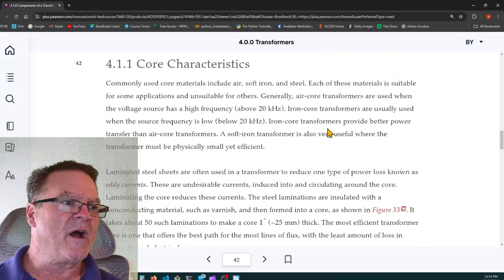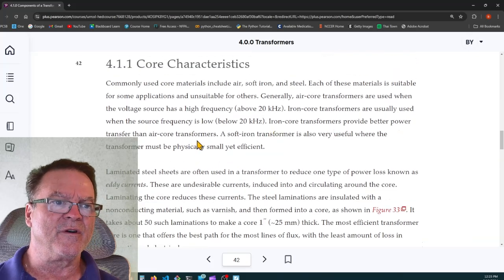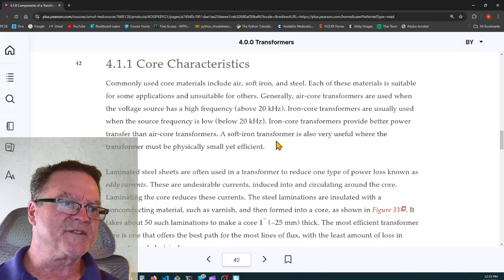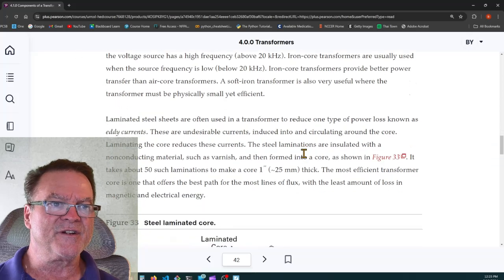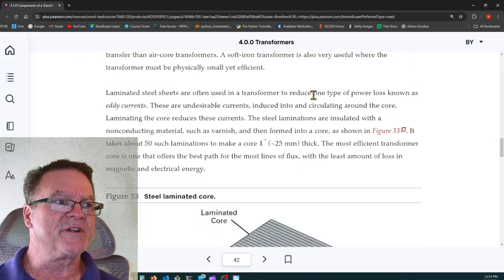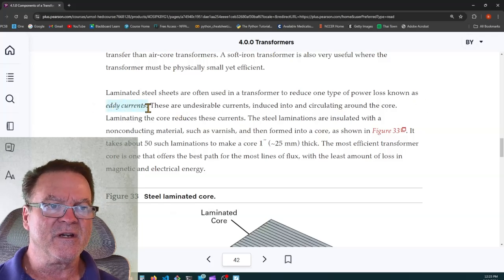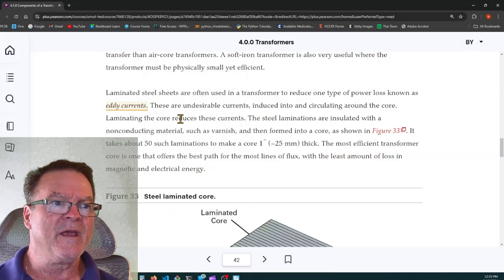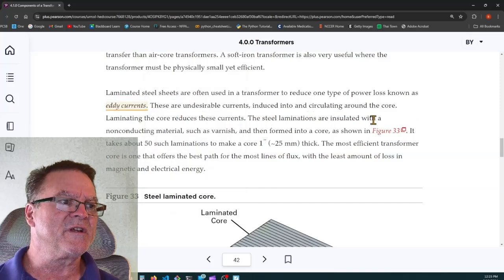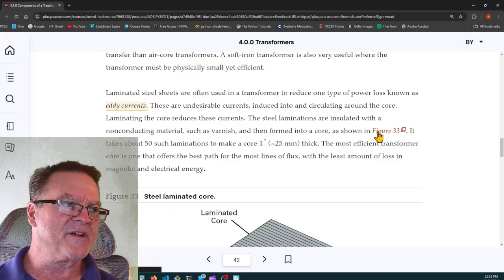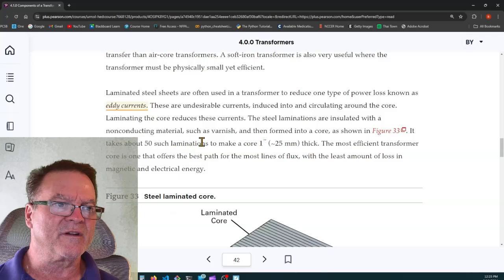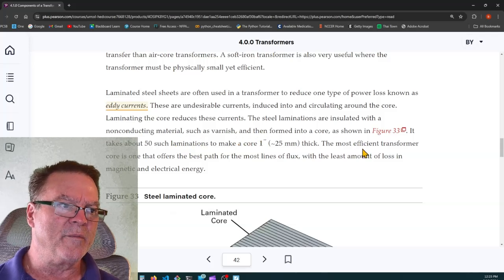It says iron core transformers provide better power transfer than air core transformers. A soft iron transformer is also very useful where the transformer must be physically small yet efficient. Laminated steel sheets are often used in a transformer to reduce one type of power loss known as eddy currents. I'm going to highlight eddy currents. These are undesirable currents induced into and circulating around the core. Laminating the core reduces these currents. The steel laminations are insulated with a non-conductive material such as varnish and then formed into a core.